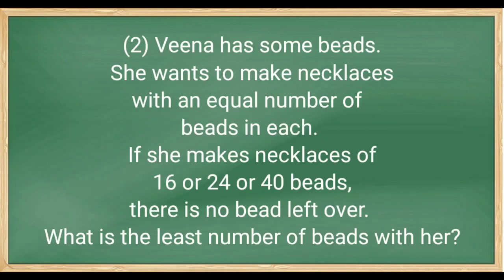Question 2. Veena has some beads. She wants to make necklaces with an equal number of beads in each. If she makes necklaces of 16 or 24 or 40 beads, there is no bead left over. What is the least number of beads with her?